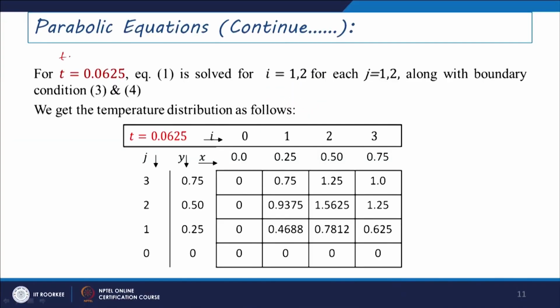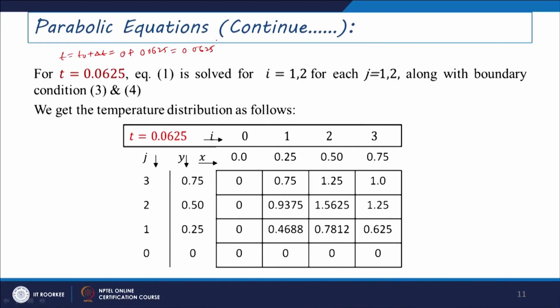For the first increment, t can be written as t0 plus del t, that is 0 plus 0.0625, so it is written as 0.0625 here. If we consider i equals 1 to 2 for each j equals 1 to 2 along with the boundary conditions, we can write the temperature values at different node points. Here j varies as 0, 0.25, 0.5, 0.75, and i can be written as 0, 1, 2, 3.